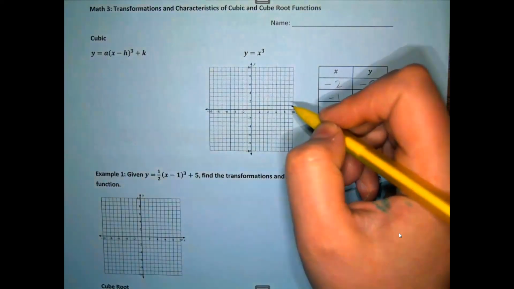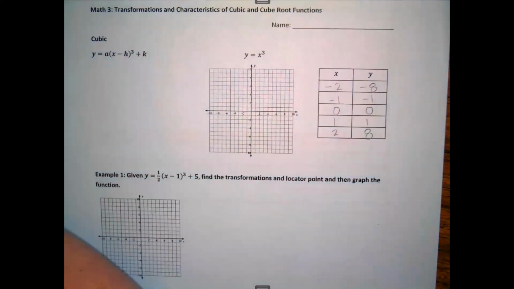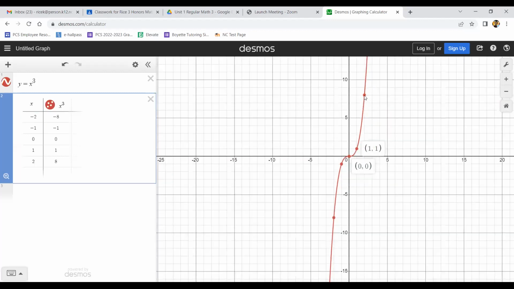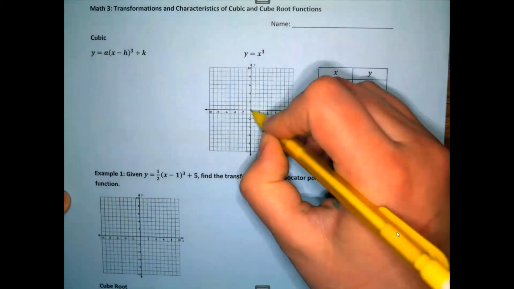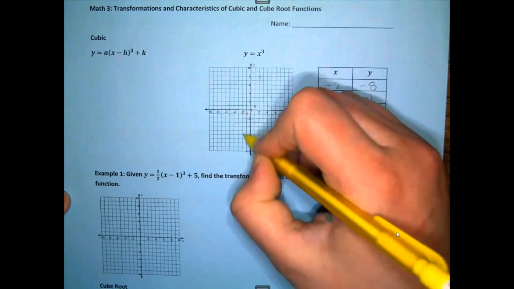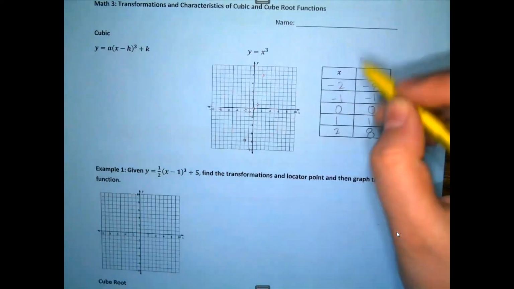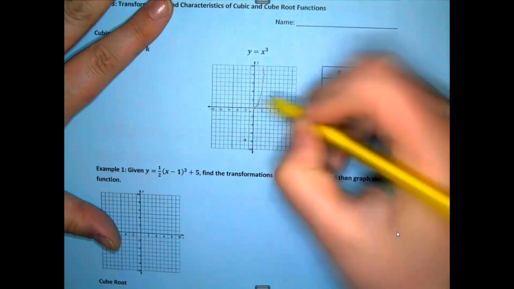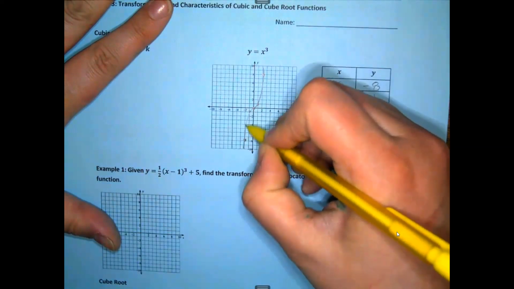And then we can go ahead and we can plot all of those points. So you can use Desmos to see what those points are looking like. I'll zoom out a little bit so I can see them. There we go. So go ahead and take a moment and just graph all of those points. And when I graph this, I like to think of it as kind of like half of a U that goes up and then half of a U that goes down, kind of like that.